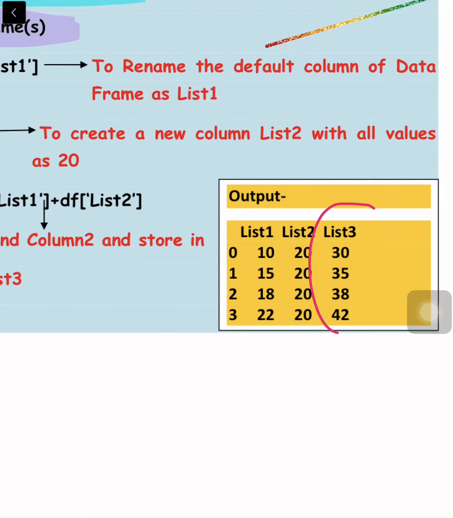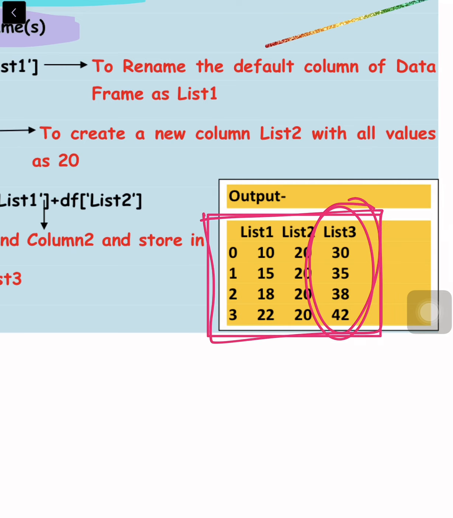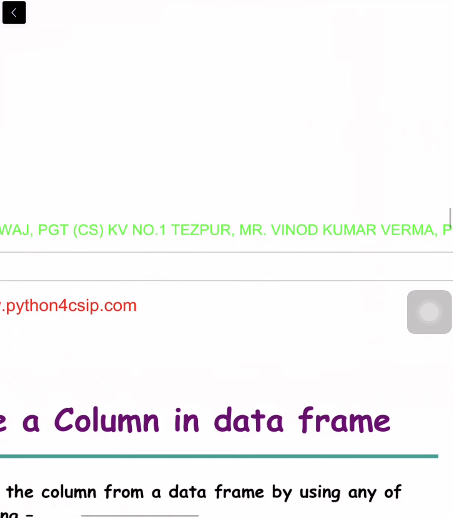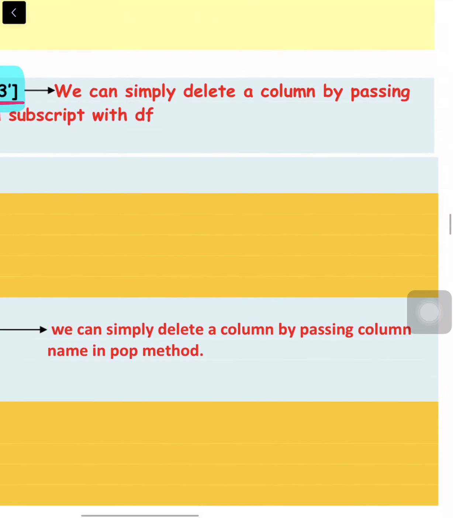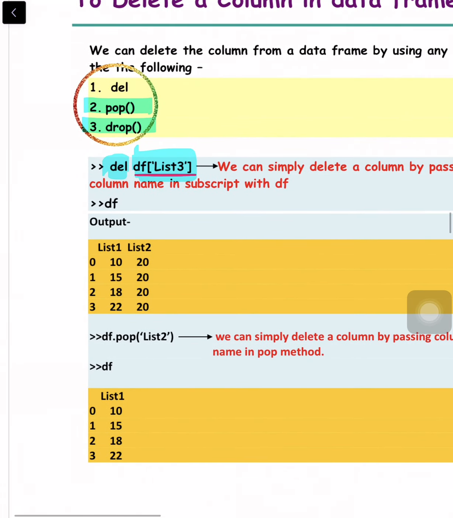Let us see what list 3 was in the previous data. So this was list 3. The previous data frame had 3 columns, list 1, list 2 and list 3. So we are trying to delete list 3, and after deleting, see, list 3 has been deleted, only list 1 and list 2 exist now.